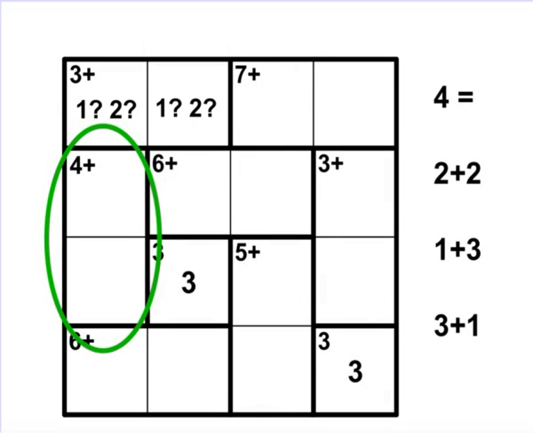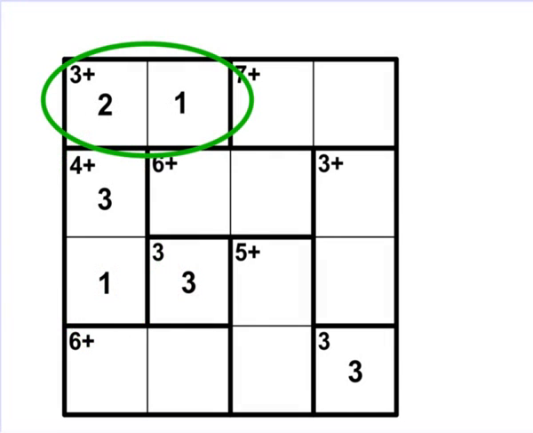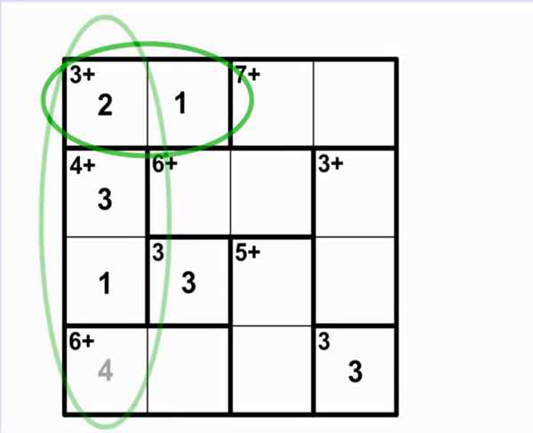To make 4, we can add 2 and 2, or 3 and 1. But we can't put 2 and 2 because then there will be 2 2s in a column. So it's a 3 and a 1, but in what order? Not like this, because there is already a 3 in the third row. So it has to be a 3 first, then a 1 below it. This means we now know the ordering of the 3 plus cage at the top. It has to be 2, 1.